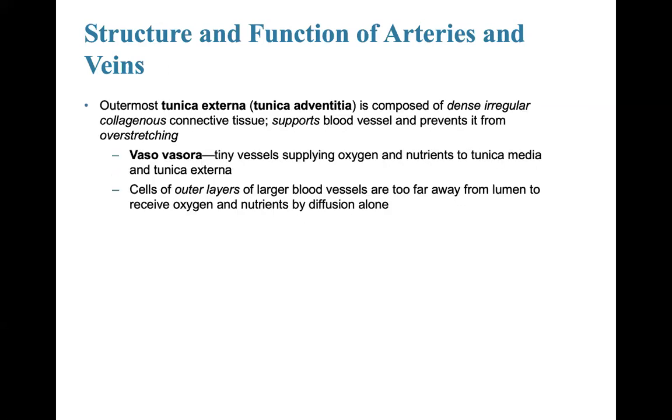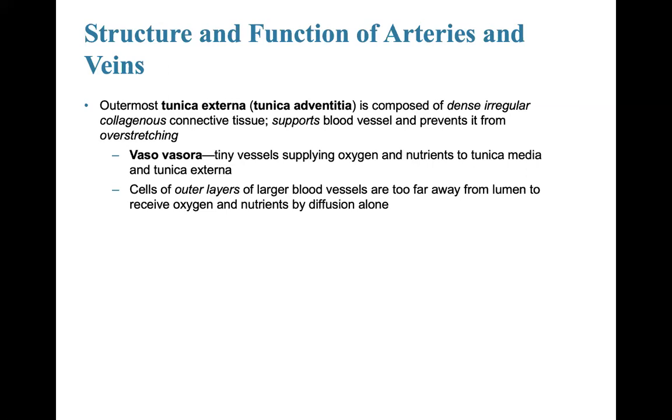The outermost layer is referred to as the tunica externa, and this is composed of dense, irregular, collagenous connective tissue. The purpose of this layer is to support the blood vessel and prevent it from overstretching. The vasa vasorum are tiny vessels supplying oxygen and nutrients to the tunica media and tunica externa.